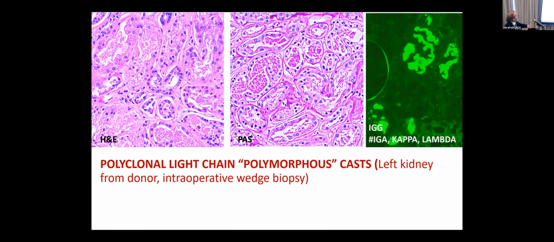And that is another similar situation, which I don't think has been emphasized in the literature. And this is the case of an intraoperative wet biopsy from a donor. And what you see is some structure like that. Initially, I thought that it was a necrotic cell, but it does not look like one. We do the PAS stain, it looks like one. And we do the immunofluorescence, it's also strongly positive for all kinds of immunoglobulin, including lambda and kappa.